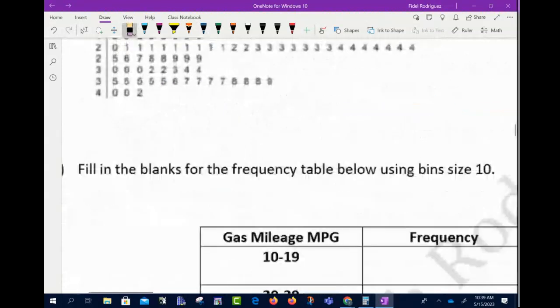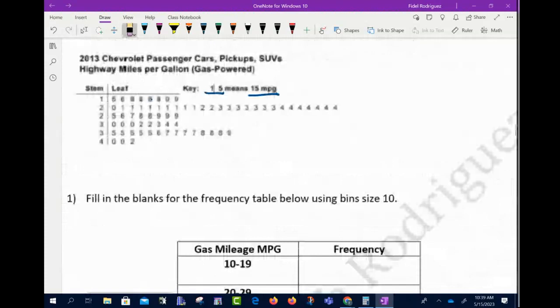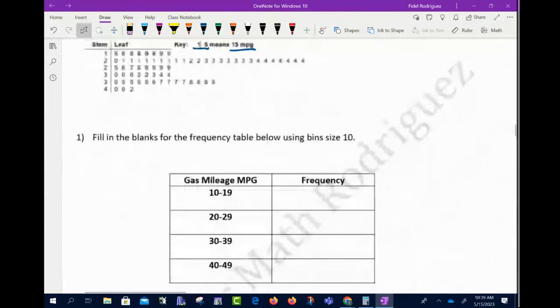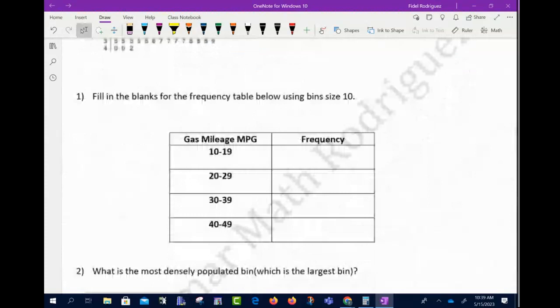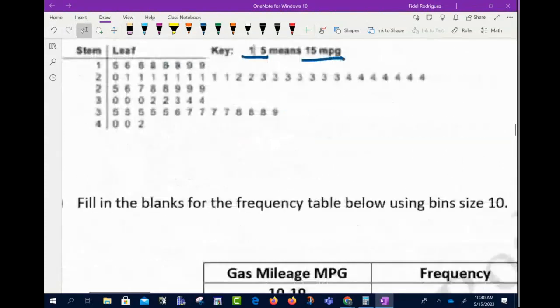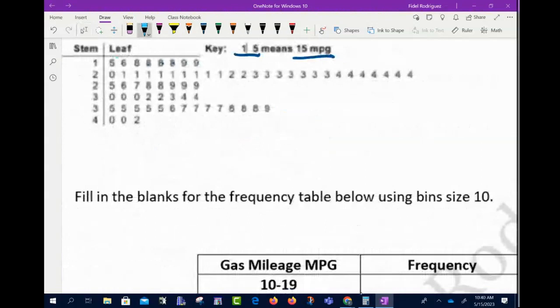Now, let's take a look and see if we can answer our questions. Okay, what we want to do is fill in the blanks here. We want to know how many cars get in the teens, the 20s, the 30s, and the 40s. Okay, so let's zoom in. How many cars would you say get in the teens?